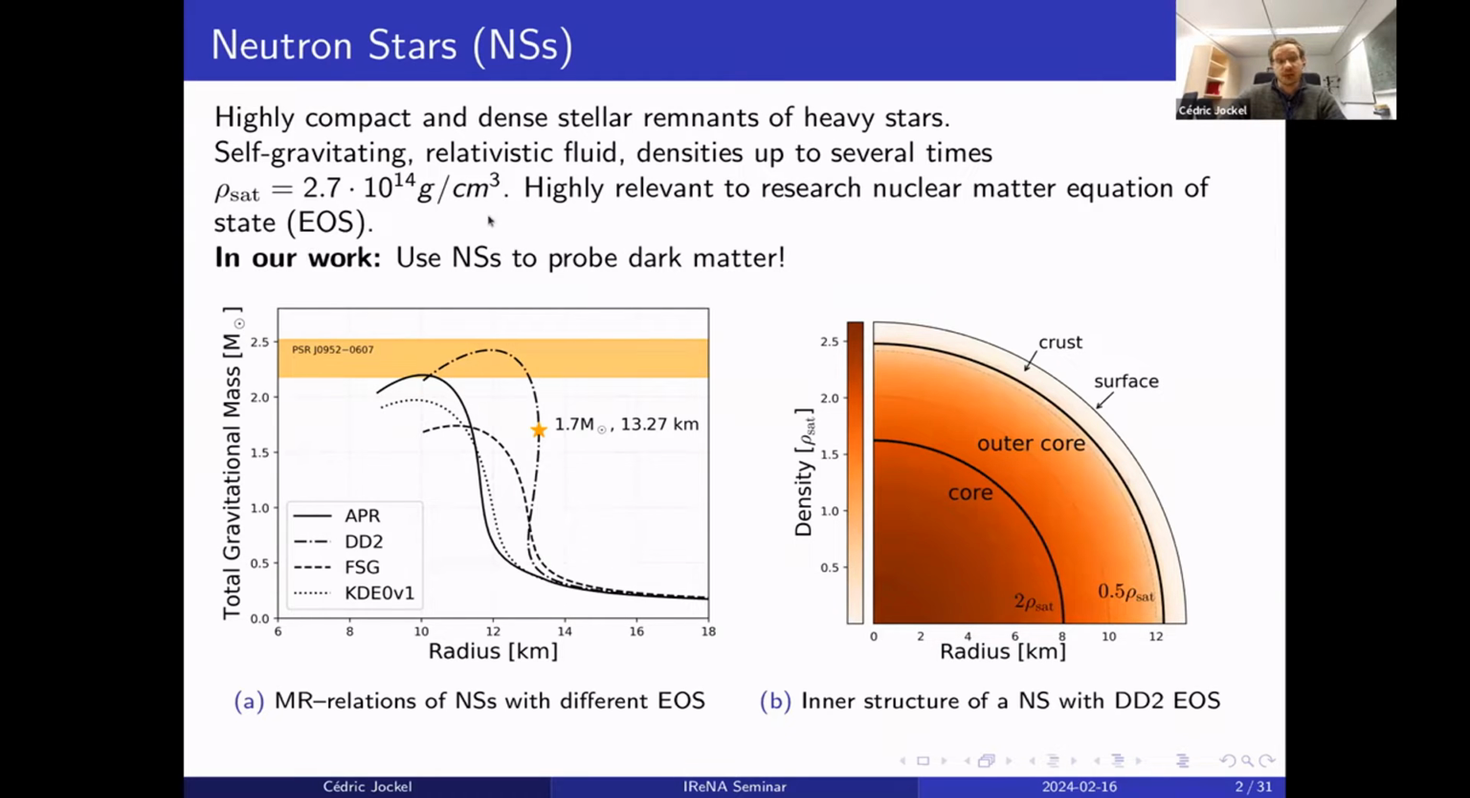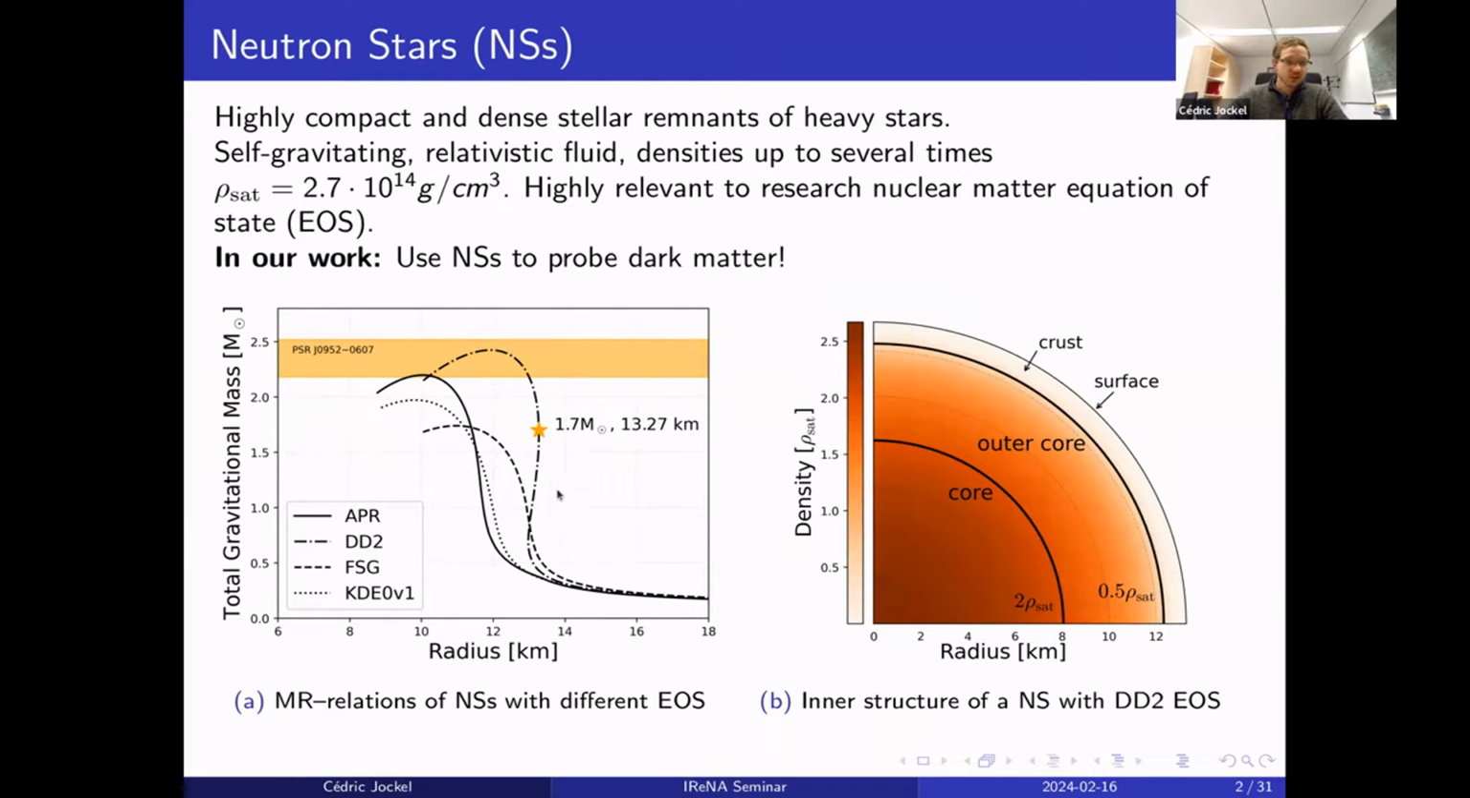Those really high densities make neutron stars very interesting for the research of the nuclear matter equation of state. Using those neutron stars, maybe we will be able to find out how matter behaves at very high densities. But in this work, we'll put a little spin on the topic of neutron stars, because we will use neutron stars to try to probe the properties of dark matter instead.